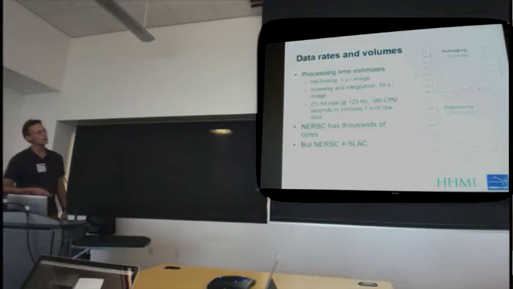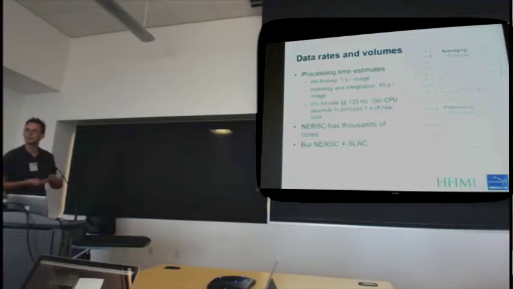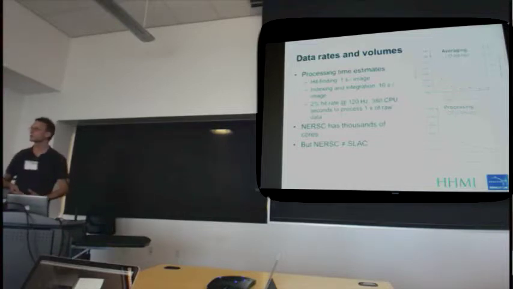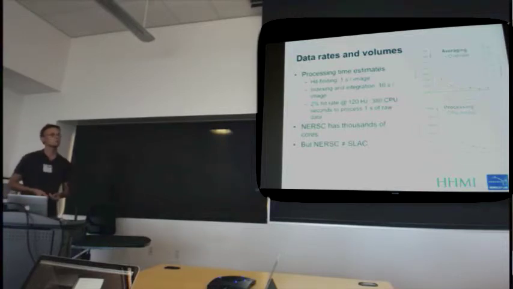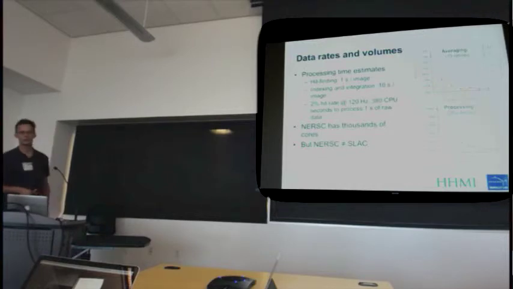So doing a bit of back-of-the-envelope calculations, if hit finding, basically determining whether the image is a hit or not, were to take 1 second per image, and we assume that indexing and integrating, so fully processing an image, would take 10 seconds per image, and we assume a run where frames are recorded at 120 hertz for a 2% hit rate, you would need 380 CPU seconds to process 1 second of raw data. And this is beyond what SLAC could offer us at the time. I mean, SLAC had just below 500 cores at the time, but we for sure would not have been allowed to hog all those ourselves.